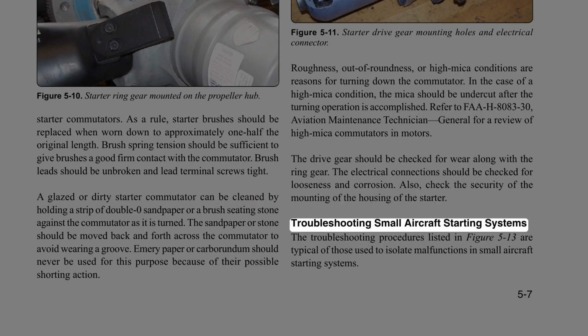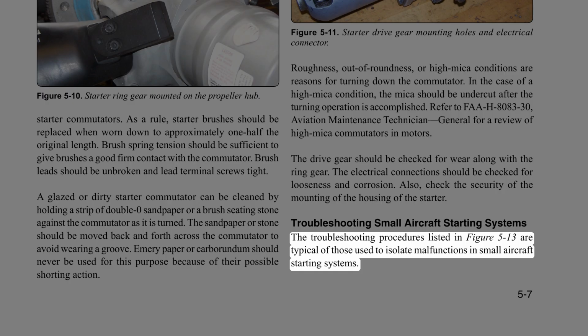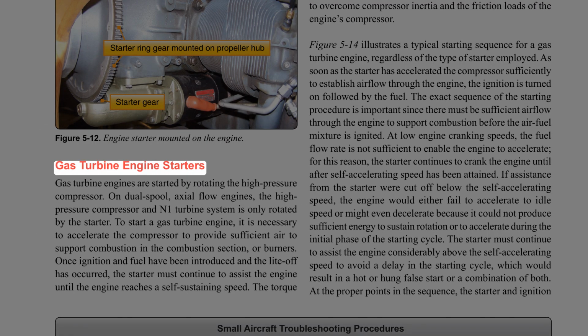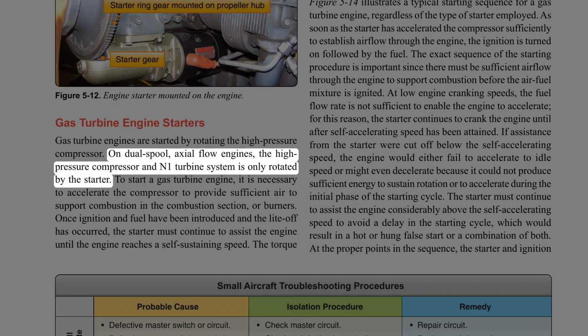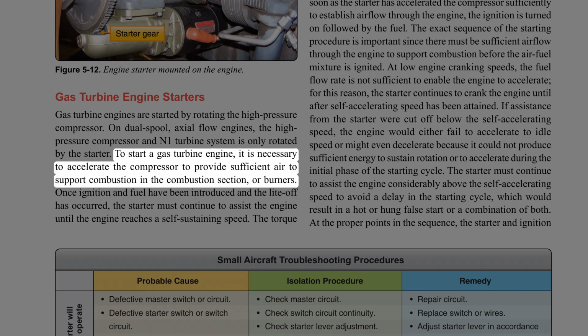Troubleshooting small aircraft starting systems. The troubleshooting procedures listed in Figure 5-13 are typical of those used to isolate malfunctions in small aircraft starting systems. Gas turbine engine starters. Gas turbine engines are started by rotating the high-pressure compressor. On dual-spool, axial flow engines, the high-pressure compressor and N1 turbine system is only rotated by the starter. To start a gas turbine engine, it is necessary to accelerate the compressor to provide sufficient air to support combustion in the combustion section, or burners.